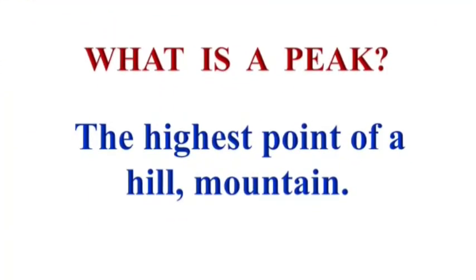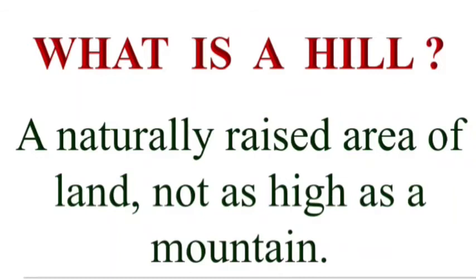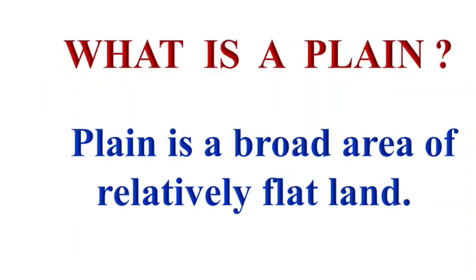What is a peak? The highest point of a hill or mountain is called a peak. Here you can see some pictures. What is a hill? A naturally raised area of land not as high as a mountain. It is called hill only. What is a plain? A plain is a broad area of relatively flat land.